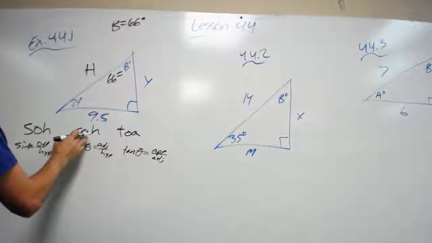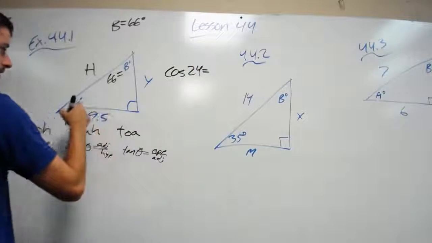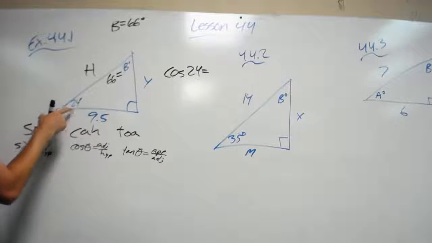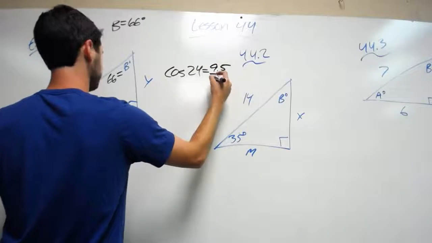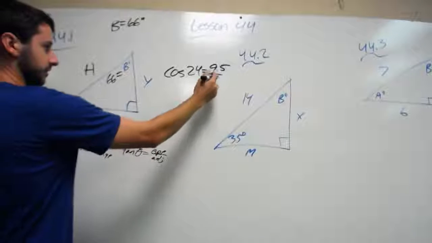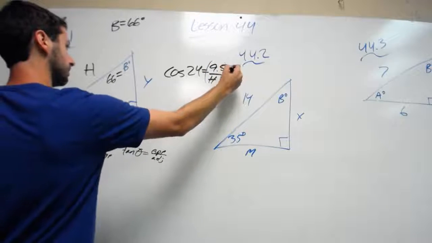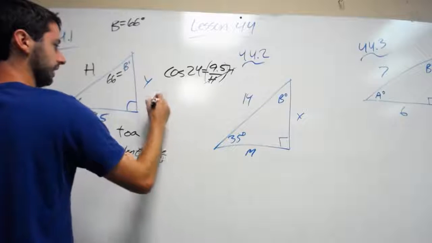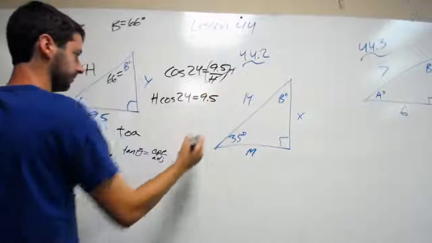So we're not going to use sine. Let's look at cosine. Cosine of 24 equals adjacent. What's adjacent? 9.5. 9.5 over hypotenuse h. So now we have one variable and can solve. Here's how we would solve. We're trying to get h by itself. So right now it's in a denominator, so I'm going to multiply by h to cross out there and get h cosine 24 equals 9.5.